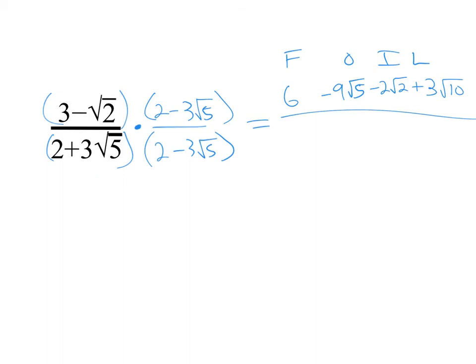So we're just going to multiply our first and last terms here on the bottom. So 2 times 2 is going to give me 4. And then our last term is positive 3 square root of 5 times negative 3 square root of 5. It's going to be negative 9 times 5. So the square root of 5 times the square root of 5 really is just the square root of 25, which is going to end up being 5.